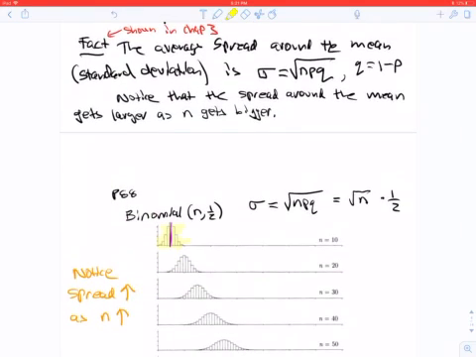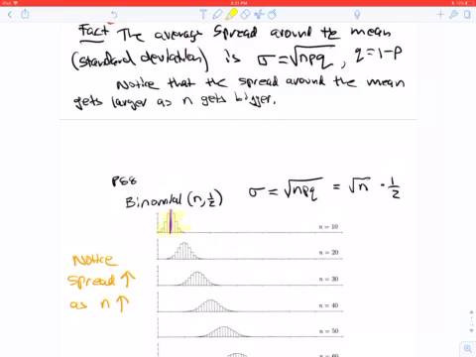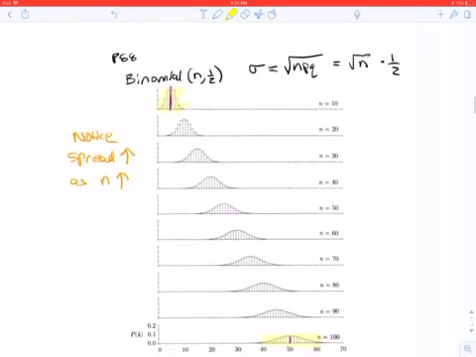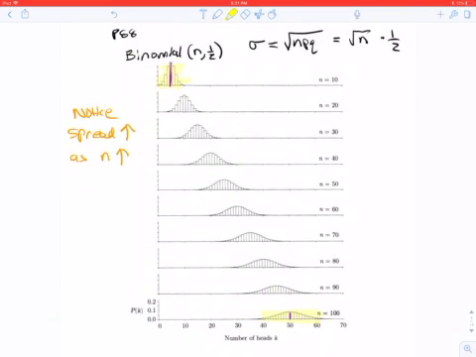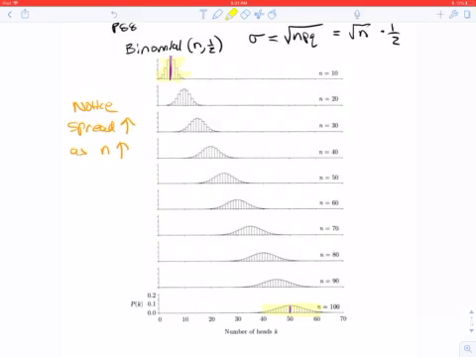Now, another fact to be shown in chapter 3 is that the average spread around the mean, or the standard deviation, is sigma equals the square root of npq, where q is 1 minus p. So notice that the spread around the mean gets larger as n gets bigger, because n is in the numerator here. You can see an example for the binomial with p equal to 1/2 that as n increases, your histogram gets more spread out.